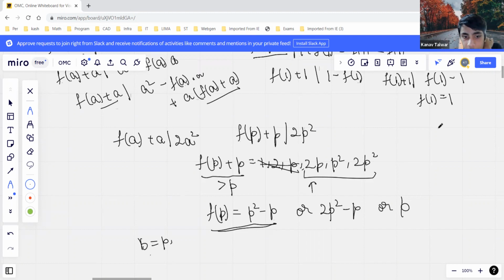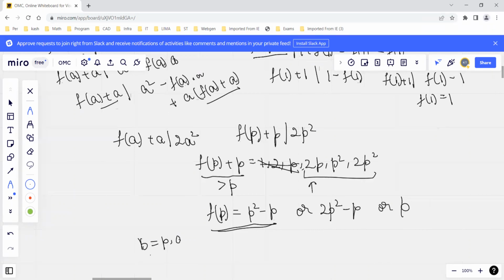b equal to p and a equal to? We can choose b equal to a equal to 1. Then show that f(p) equal to p squared minus p is not possible. That will be 0.